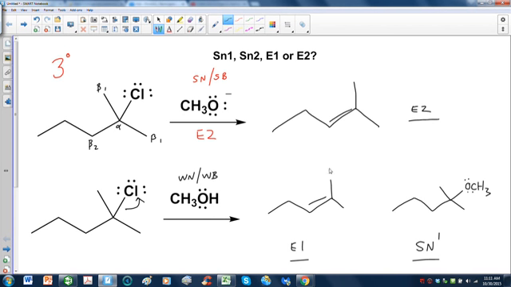And that's it. That's how you can predict whether your reaction occurs by SN1, SN2, E1 or E2, or a combination of two of those. And that's it.